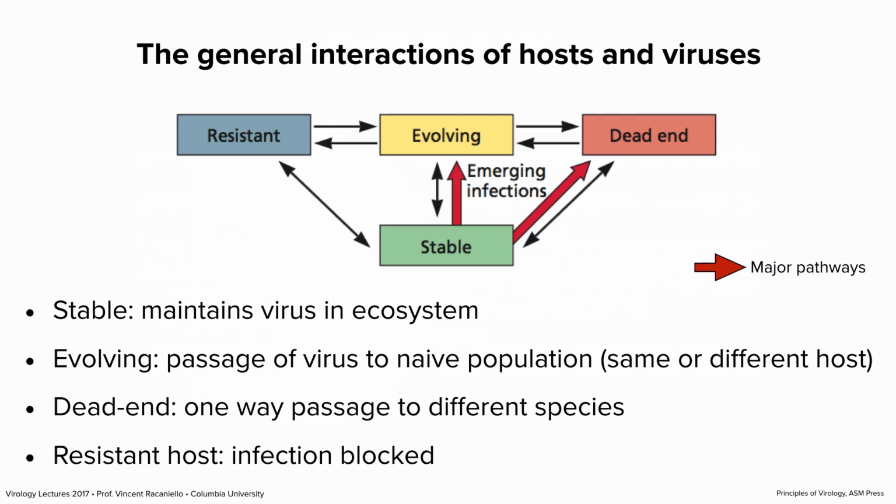It infects just them, and that's a stable virus-host interaction. Then we have evolving. This is what we get when the virus is passed to a naive population, in other words, a population that's never seen the virus before. It can be the same host. It could be humans, so it could be the introduction of Zika into a naive population, the introduction of West Nile into a naive population, or it can be the introduction of a virus from an animal to a human.